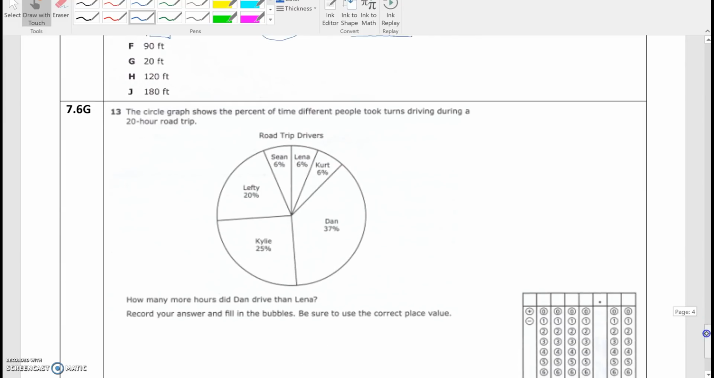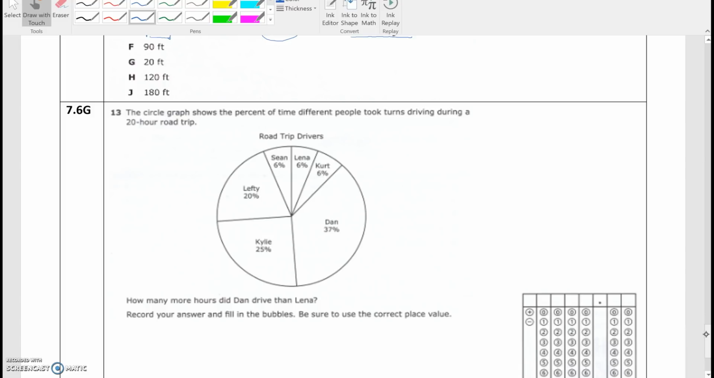All right, and then 13, a circle graph shows the percent of time different people took turns driving on a 20-hour road trip. How many more hours did Dan drive than Lena? We are talking about percents, so you guys should know what we're going to do to solve this problem. Pay attention to the wording. We did problems like this in class and it was on your quiz a couple weeks ago. Make sure you place your answer correctly in the griddable.